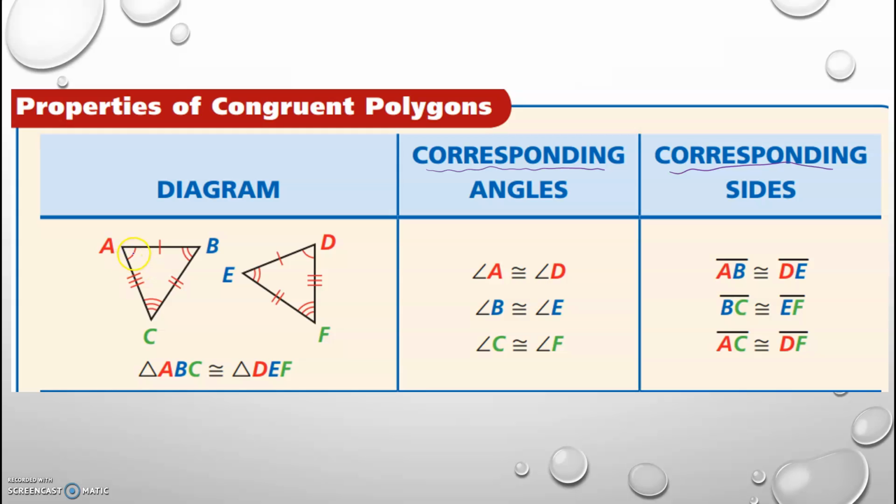So notice A is the same as D. Those would be corresponding angles. Angle B is congruent to angle E. Those would be corresponding angles. And angle C, see how it has 3? Angle F has 3, so C is congruent to angle F. And then same thing for sides. AB has 1 tick, DE has 1 tick, so AB is congruent to DE. So those are the corresponding parts.